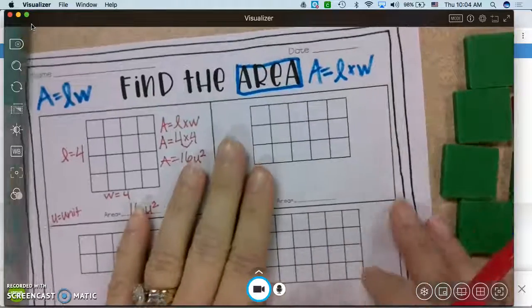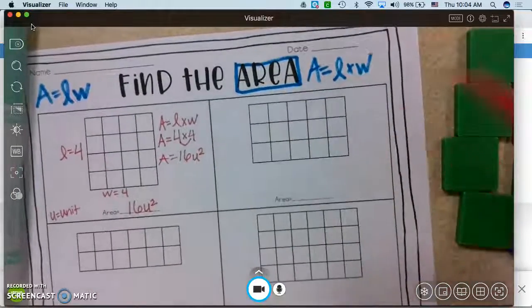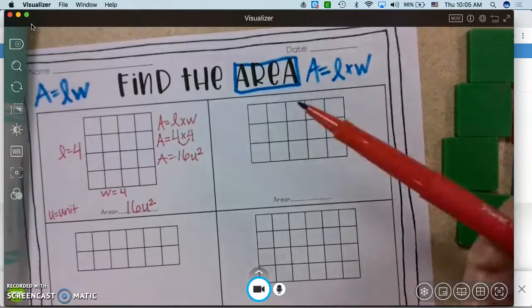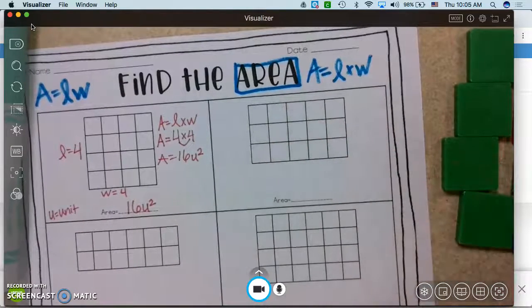All right, let's look at this one up here. We want to find the area. Think about my horse in her pasture. Is area the fence or the grass? Grass. It's the grass, so it's the space inside. So that's what we're looking for here.